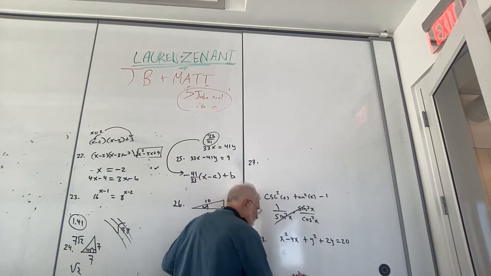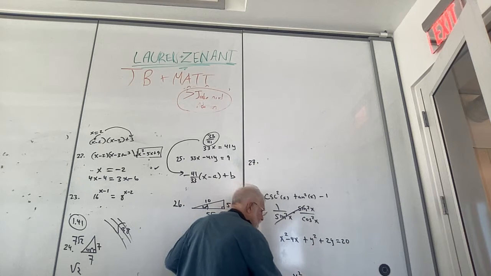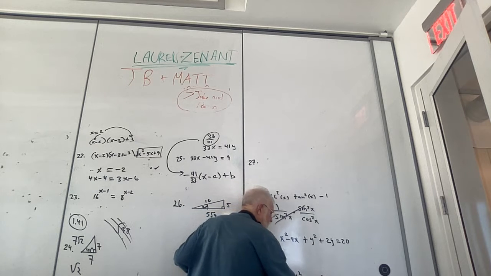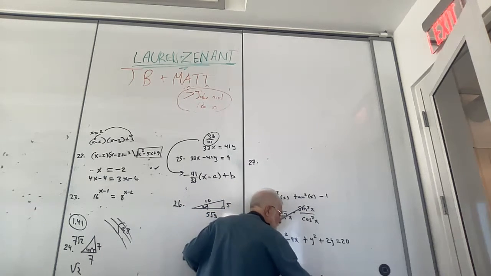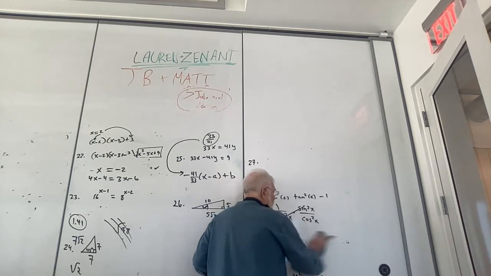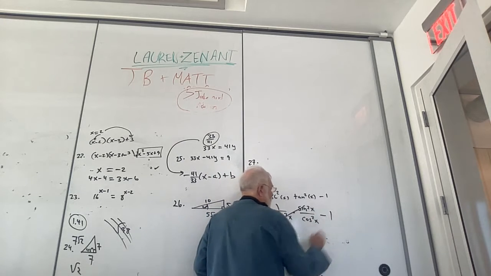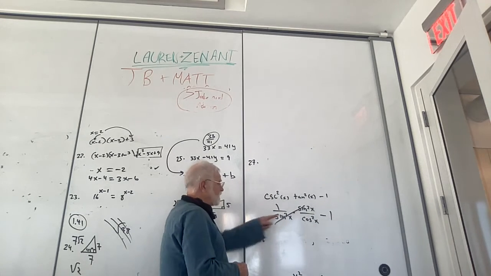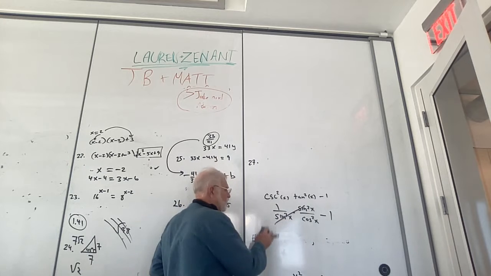So let me see. X squared minus 4x plus y squared plus 2y equals 20. I'll come to that in a second. All right, so what have I got? I guess I can use the eraser here. So the sine squared, so 1 over cosine squared.